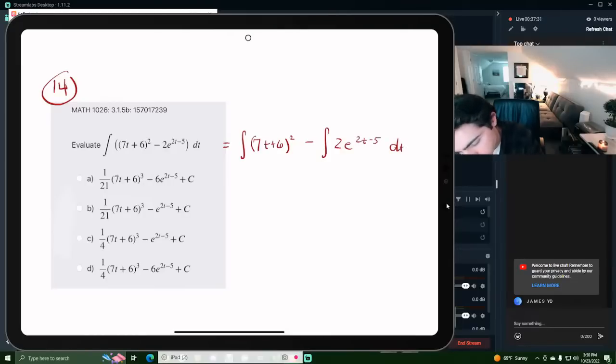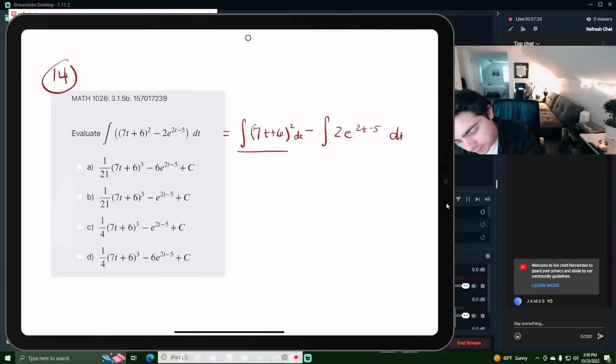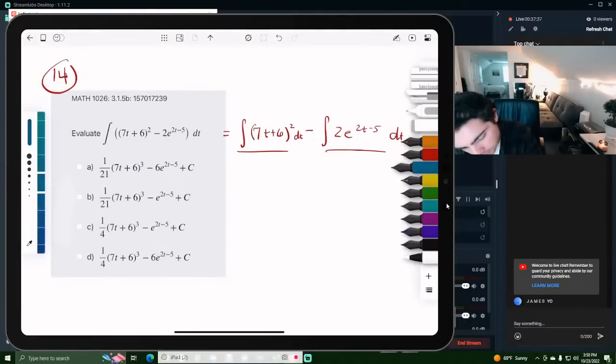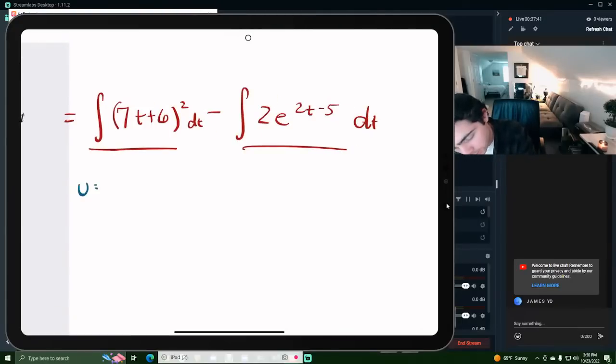We're going to use u-substitution for each of these integrals. So I've split it up into 2 different integrals. We're going to do u-sub with the first one. We're going to pick our u. Hopefully it's obvious. In parentheses we have 7t plus 6, so that is our u. Du, the derivative is just 7 dt. We solve for dt by dividing by 7, so I'll just call it du over 7.